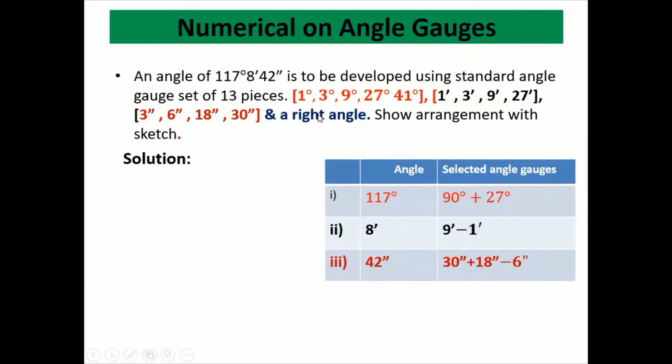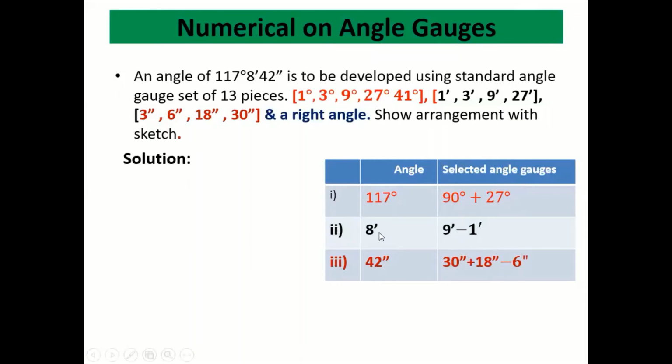So you first take, when the angle is greater than 90 degree, naturally you have to use the right angle. So 90 degree, okay, I have taken. Then select the 27 from this degree right now. So 27 degree we have selected. So 90 plus 27 will be a 117 degree.